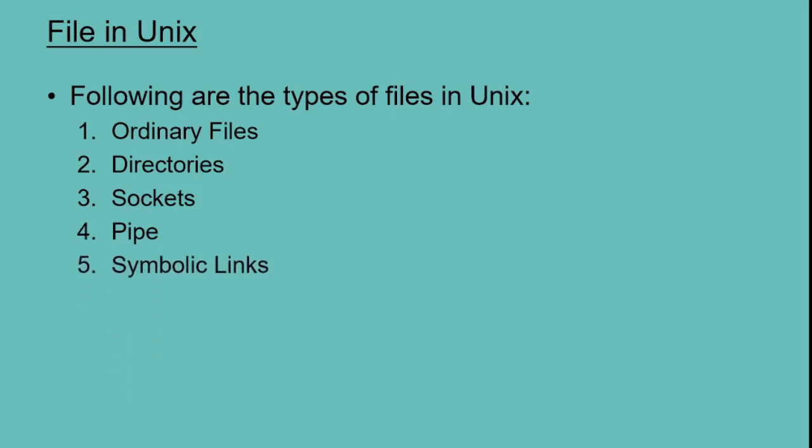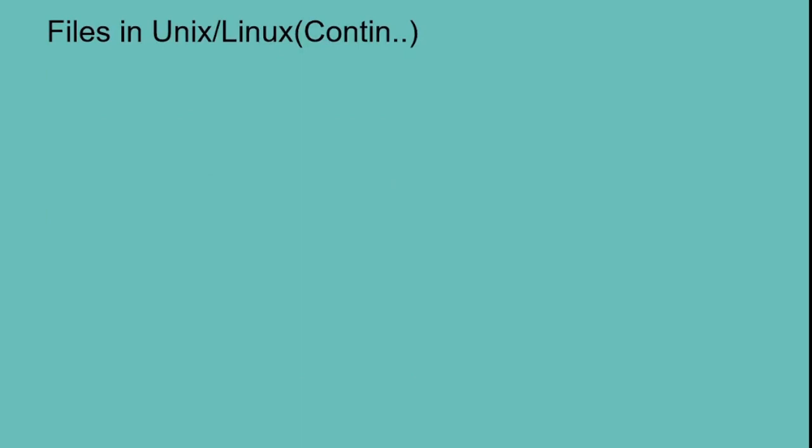Next file is symbolic links. These types of files hold a reference to other files or directories. Next file types are called block and character. These block and character files are used for streaming the data. Now let's continue with the files only.